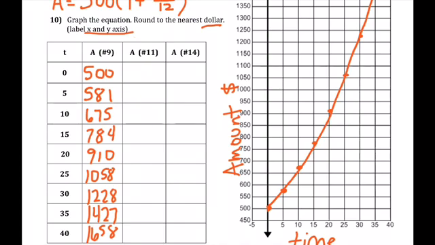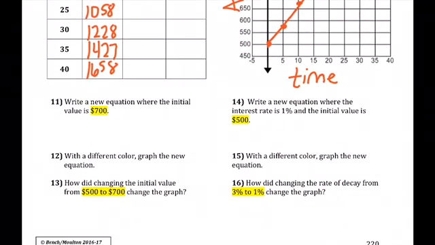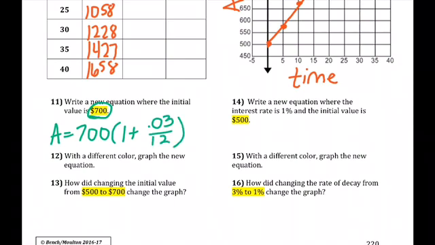So the next thing we're going to do, just like we did on the previous problems, we're going to go back and we are going to now change the situation. So on number 11, it says write a new equation, but this time we're going to start with $700 instead of $500. So our new equation is just going to change the 500 to the 700, but everything else stays the same. So write down that equation. It's still the same equation.